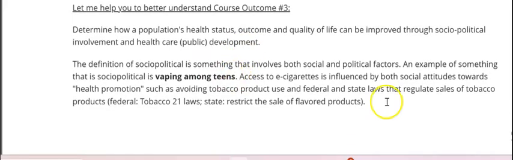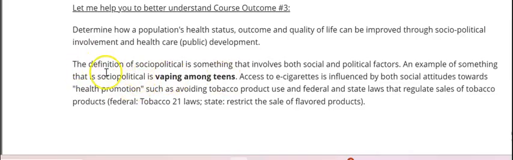Okay, so I'm going to give you an example or two. The definition of socio-political is something that involves both social and political factors. Okay, easy enough. An example of something that is socio-political is vaping among teens. So one group did vaping among teens. So maybe you're going to look at this in a different lens to answer this, you might be looking at it based on your health promotion program. Maybe not. Maybe it's some of the readings.